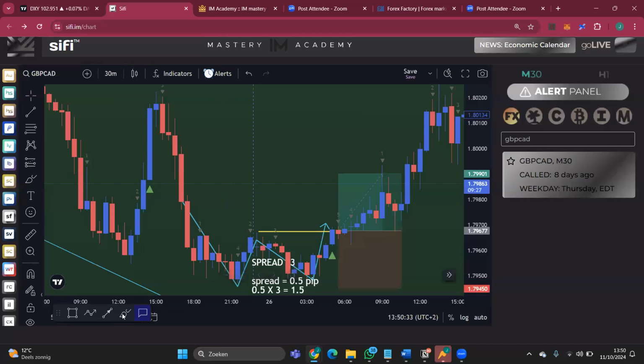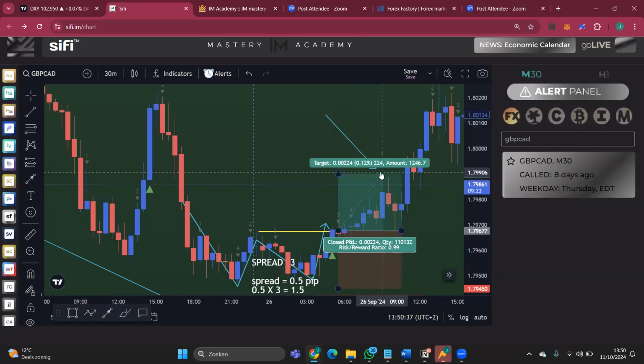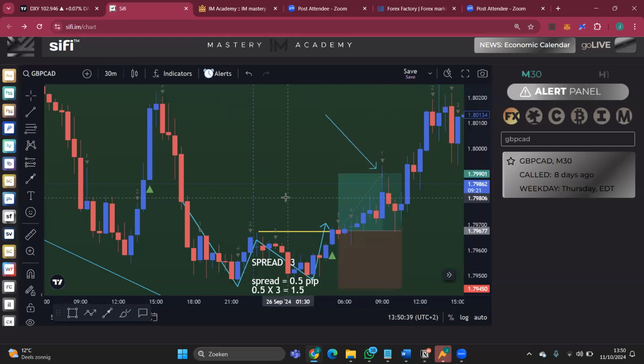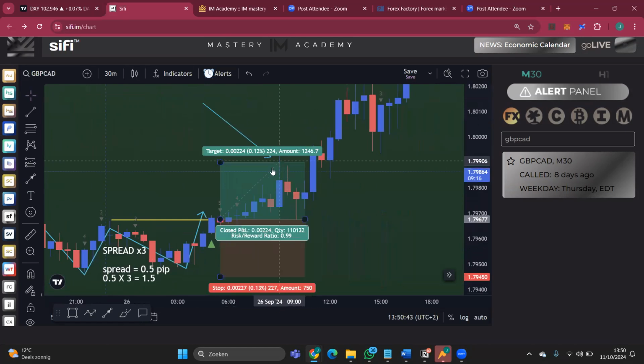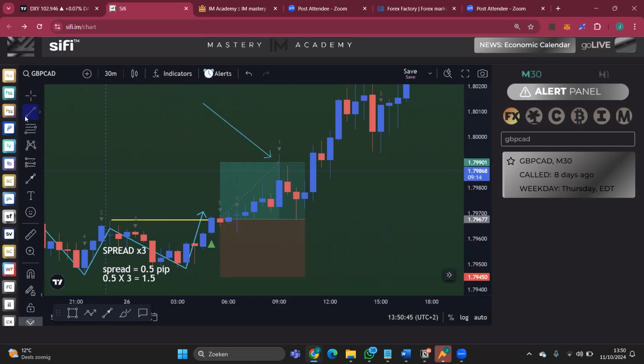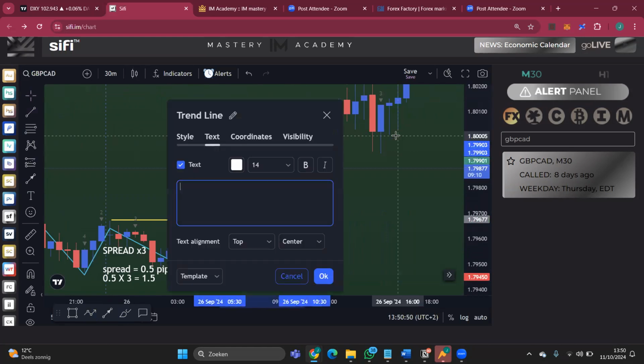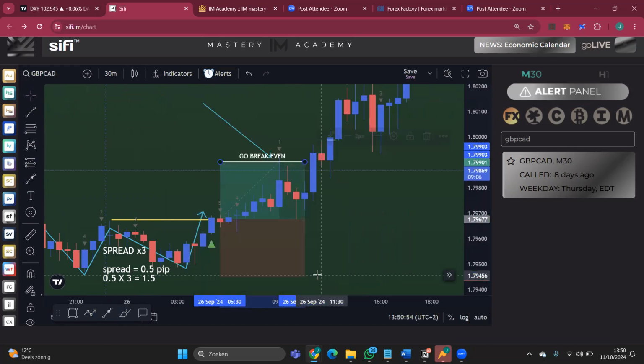So once we hit this point, that's where we hit our, let's say, take profit, not really a take profit, but that's where we hit our mark of going break even. So this was the break even mark. I often mark it up like this, go break even. And that was hit right here.